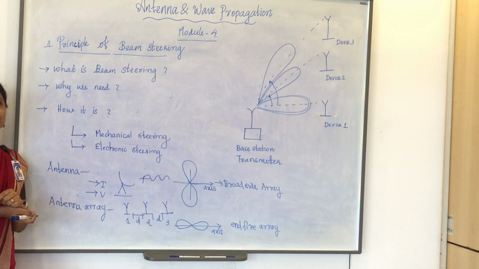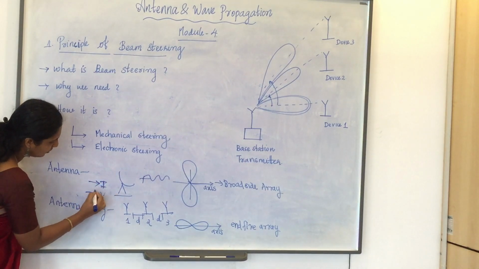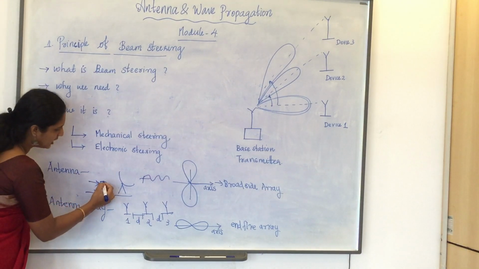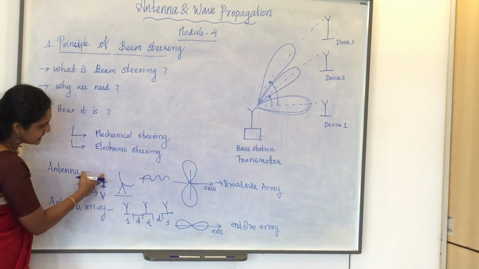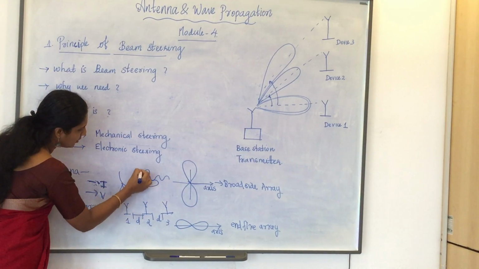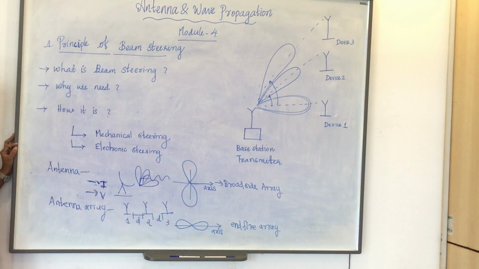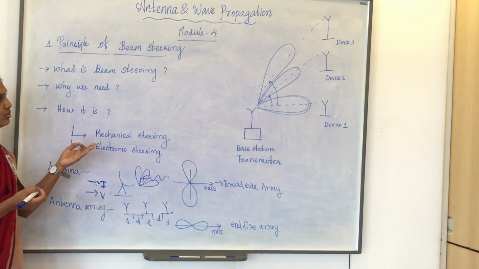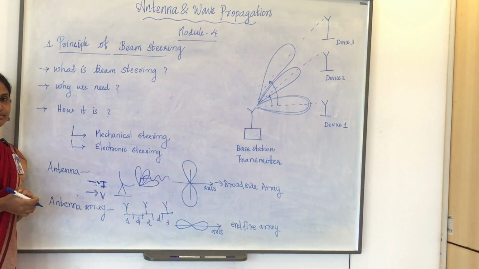Thus we can change the direction of the radiation pattern. We all know that the antenna has a current I and a voltage V. We can change the phase of this current. Thus we can change the radiation pattern to our required direction. That is the electronic steering. That means by phase shifting the antenna current, we can change the antenna's beam. That is actually what happens in beam steering.